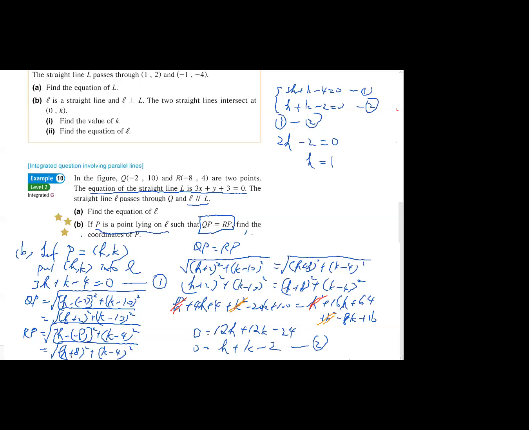And then after finding out the value of h, just put h equals 1 into either equation 1 or equation 2, just either one of them. I think equation 2 is better, okay, because the numbers are smaller. It's 1 plus k minus 2 is equal to 0, so k should be equal to 1. Okay, then you just write down the final answer. Therefore, the coordinates of P will be 1, 1. It's okay. So that is the answer of part B.